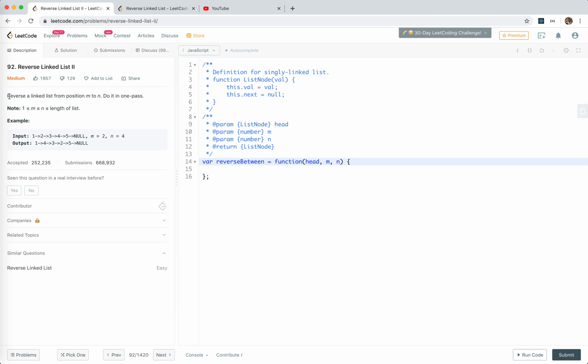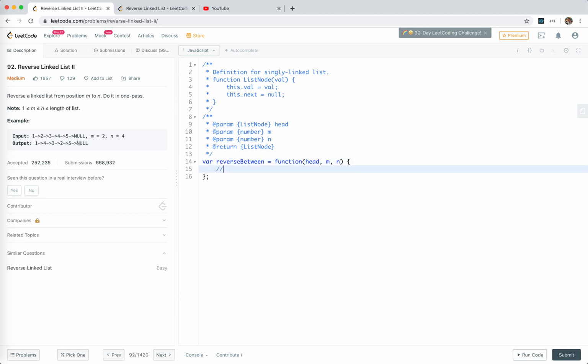Okay, we are required to reverse a linked list from position m to n. Do it in one pass. For example, we input 1, 2, 3, 4, 5, null. We need to reverse the part of the links from 2 to 4. So 2, 3, 4, reverse it: 2, 4, 3, 2, 5. It's kind of not that difficult.